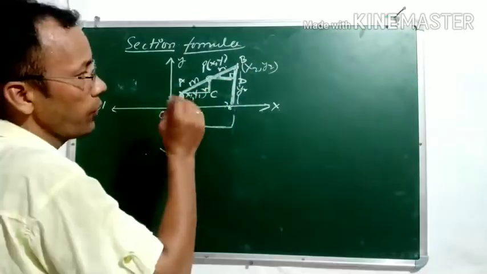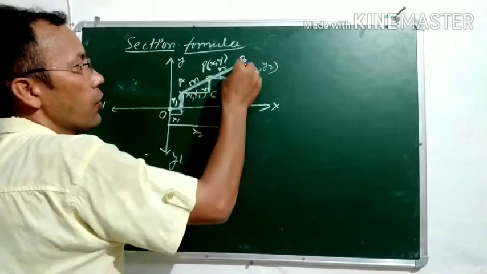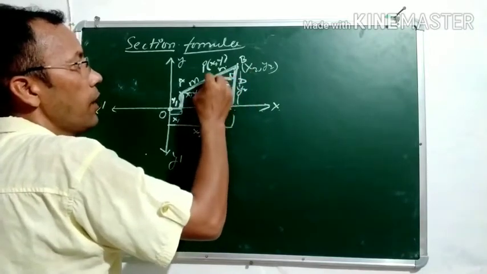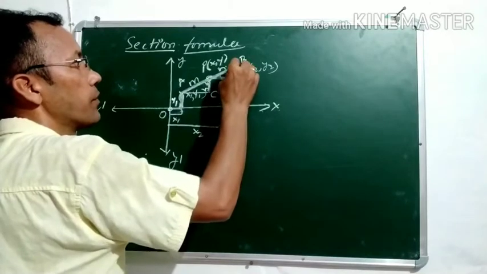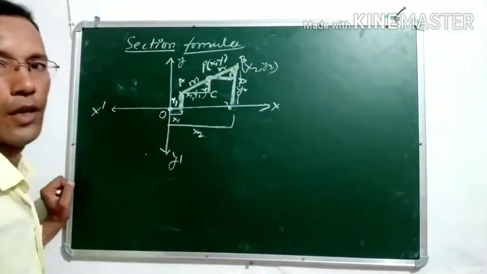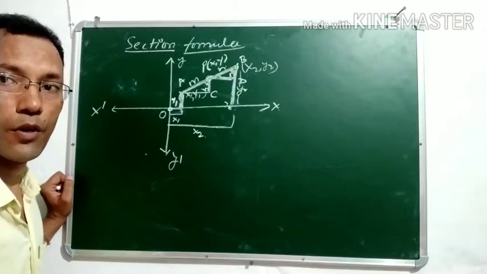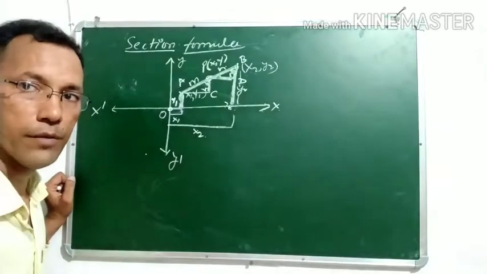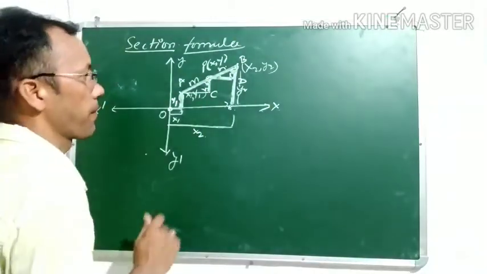Here, what we can say: this is parallel also. So this angle is equal to this one angle, right? That is, this is a corresponding angle on the same side of the transversal. Now, this one is working as a transversal.